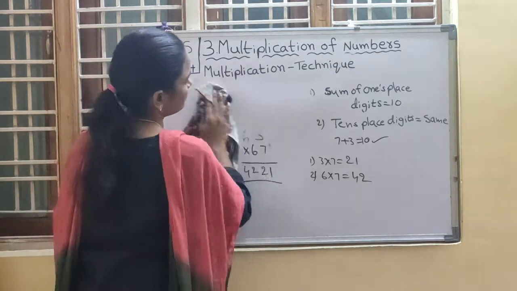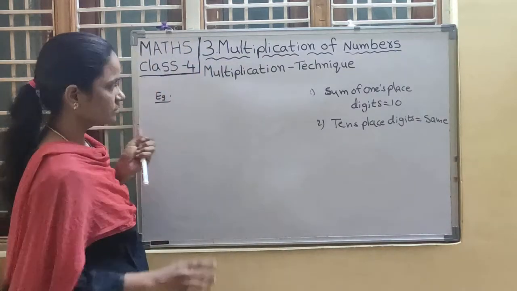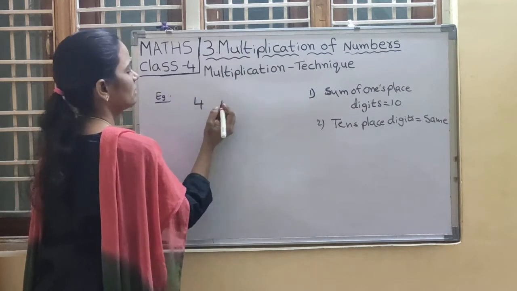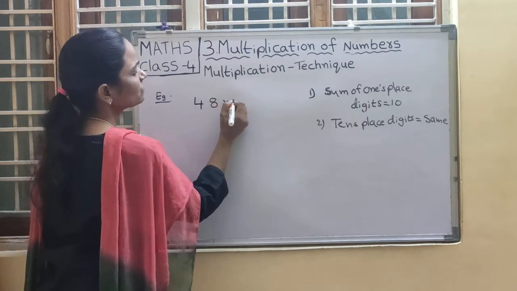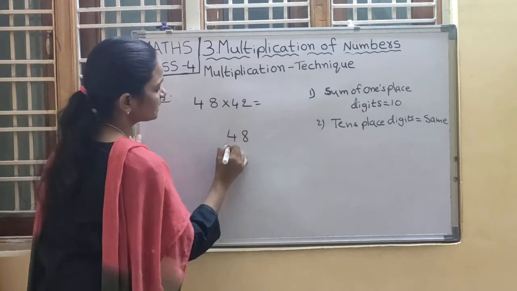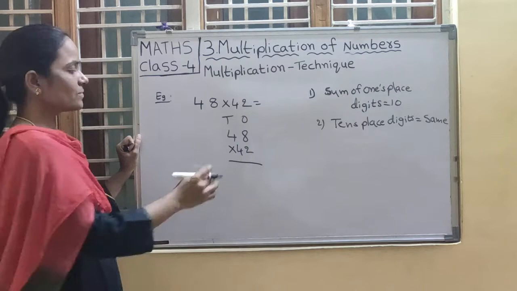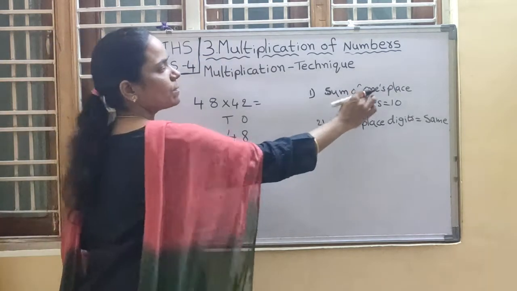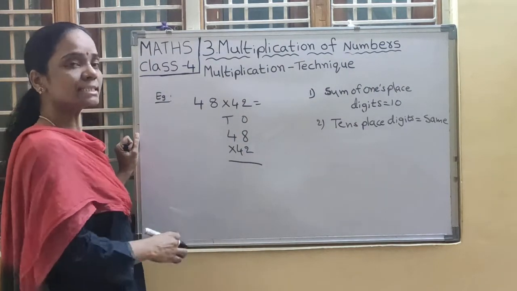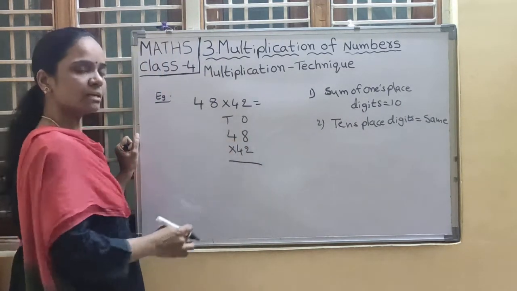Yes. Anything you can take. 48 into 42. So what is the answer? 48 into 42. Ones place digit, tens place digit. So check the two conditions. The sum of ones place digits should be 10. 8 plus 2, how much? 10. And what is the second condition? Tens place digits should be the same. So 4, the tens place digits are the same.